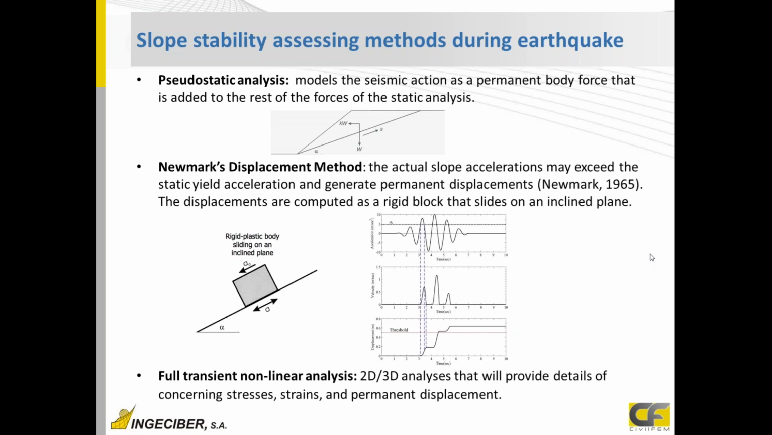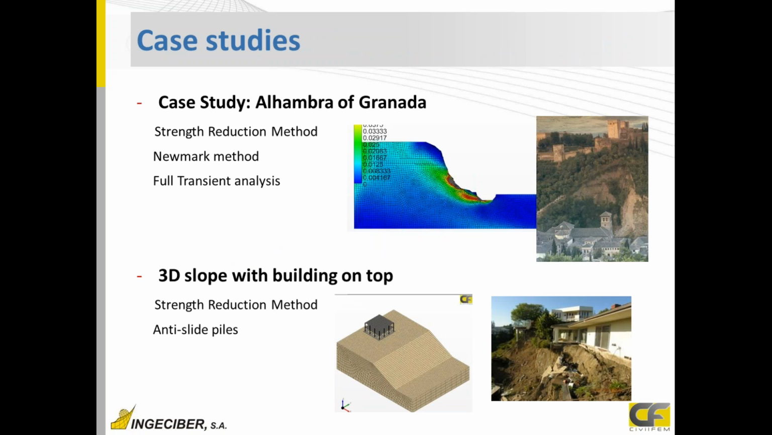So we will review them all in a couple of examples. First, we will study the Alhambra of Granada. This will be done in a 2D model, and then we will see a 3D model where we analyze the effect of a building on top and how to reduce displacements in that building.